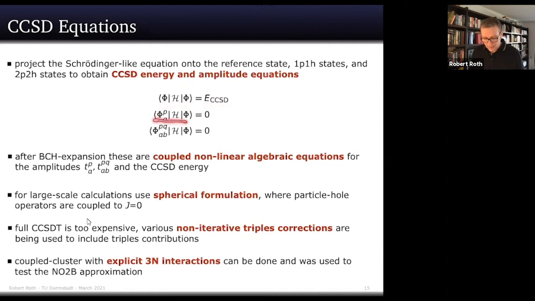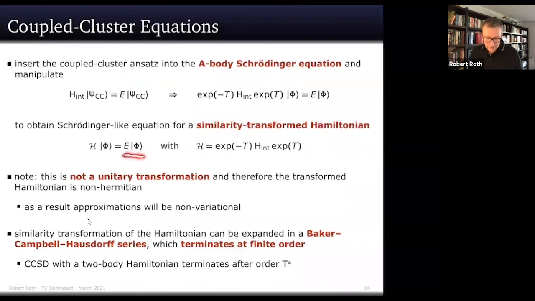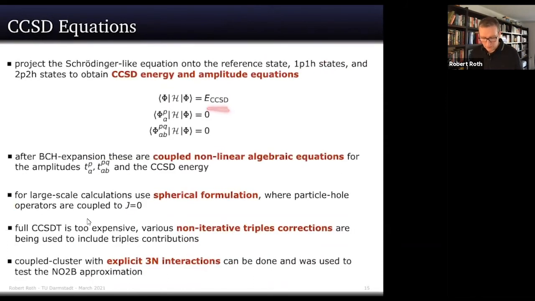The others have zeros on the right-hand side, and these zeros are just this stuff after multiplying from the left with a 1 particle 1 hole or 2 particle 2 hole state, which is orthogonal to the reference state by construction. So therefore, the right-hand side vanishes here. And the only point where the right-hand side gives the contribution, namely the energy, is when you multiply with the reference state from the left. So then you just have reference state scalar product with reference state gives 1 because of normalization.